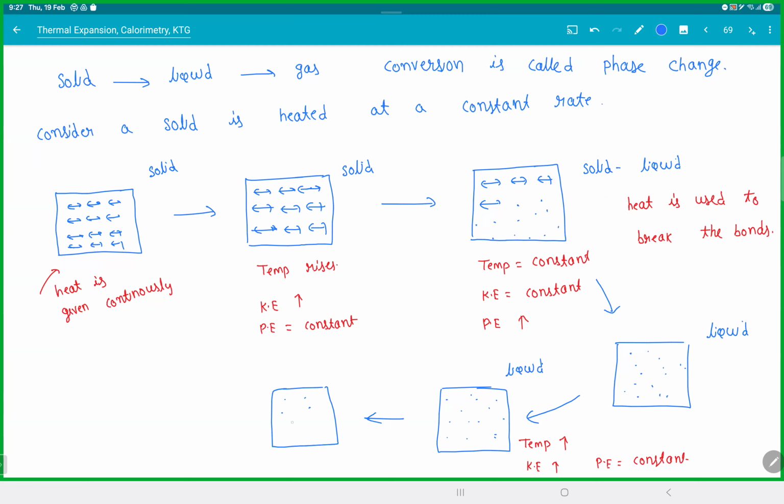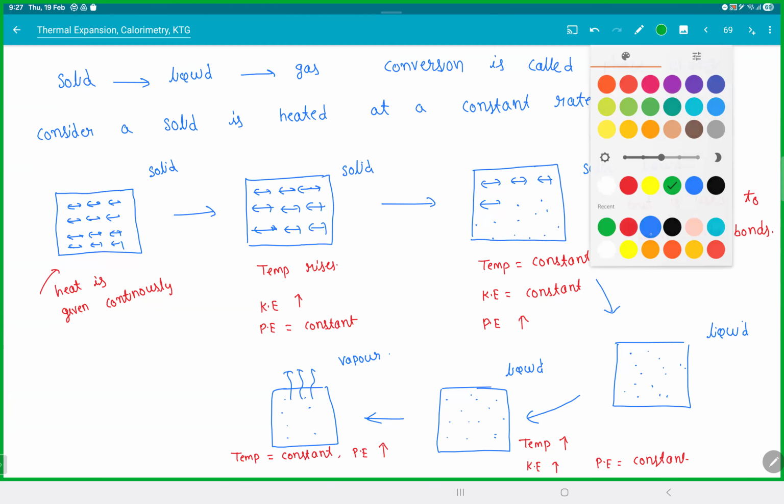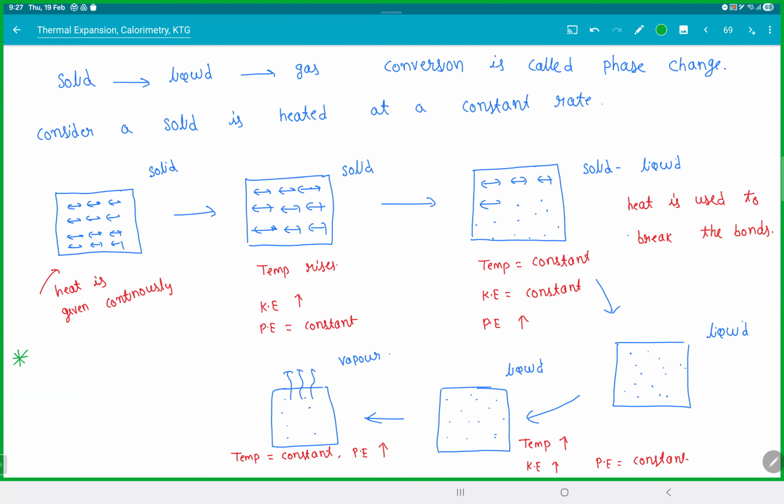You have some liquid and you have some steam. So again, phase change is happening. Again, same story. Temperature is constant. So until all the liquid molecules break and become vapor, temperature is not going to rise. So we can write a statement here: if heat is given to the body, temperature may or may not rise. So keep that in mind.